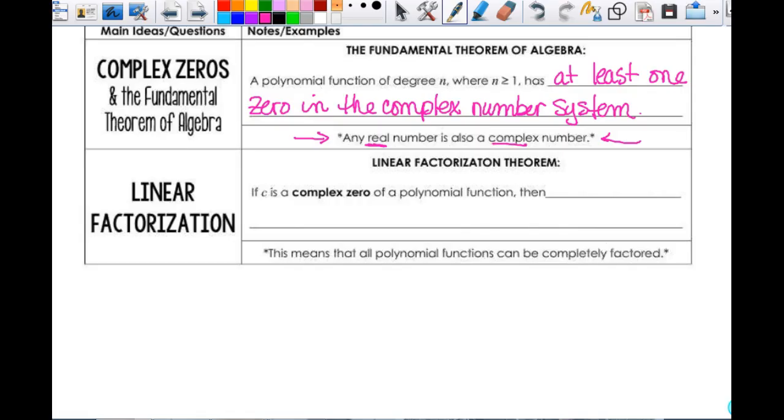All right, so then we had the linear factorization theorem, which we have already looked at once, but we weren't talking about complex numbers at this point. It says if c is a complex 0 of a polynomial function, then x minus c is a linear factor of the polynomial.